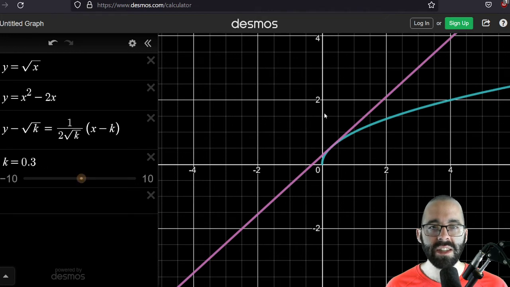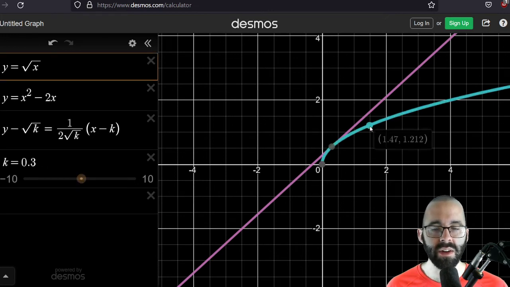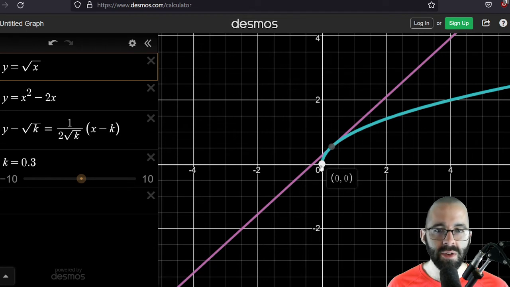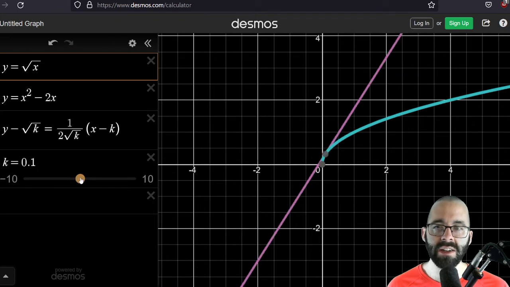So what's the edge of this domain? The edge of the domain is square root of x at 0, 0. X equals 0. That's the edge of the domain. What happens when we plug in? What if we look at the tangent line at 0?